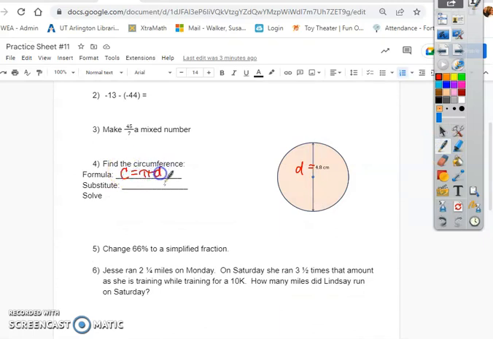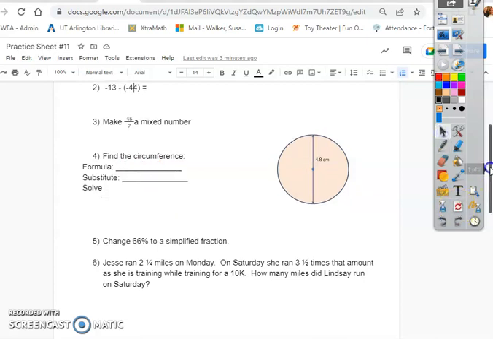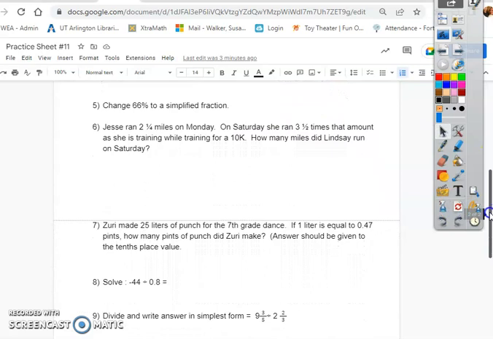Now you are going to solve that. Change to a simplified fraction. If you're listening, I'm going to give you a hint because we know a percent compares to 100. So 66 over 100.